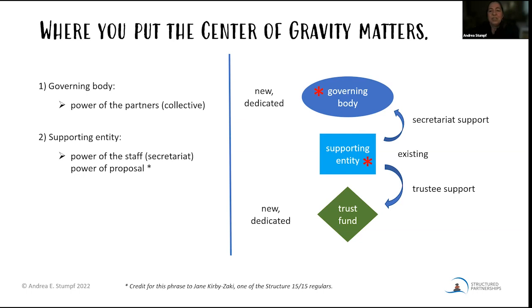Now, our third option here on the screen is, of course, the trust fund. And so it's always a possibility to put the center of gravity in the trust fund. And it's, in fact, something that I talk about that we do too much of. It's sometimes unfortunate because when there's money, everyone's looking to the money, and it often comes at the cost of really emphasizing partnership aspects. So this, in essence, is the power of the purse.